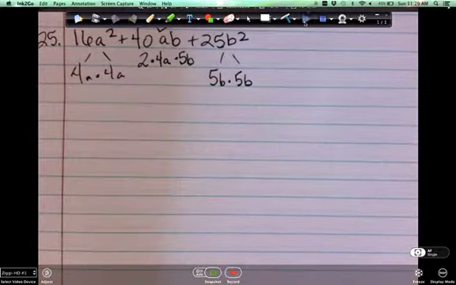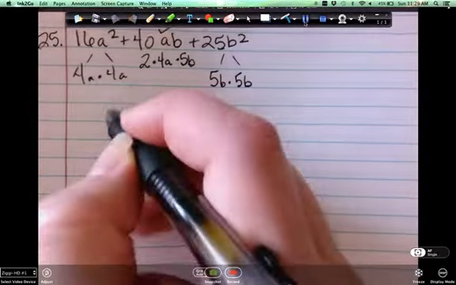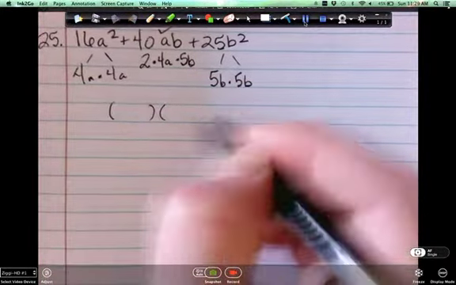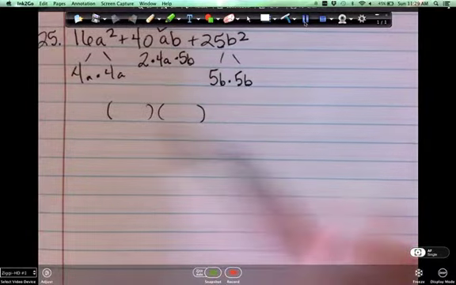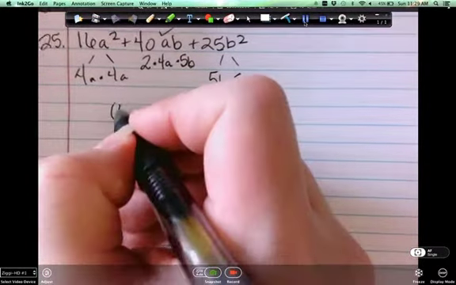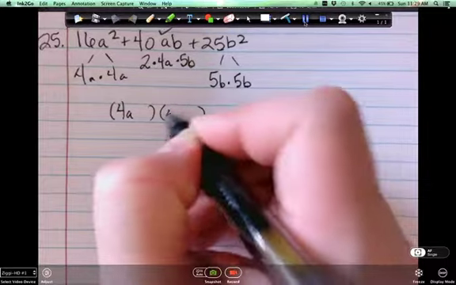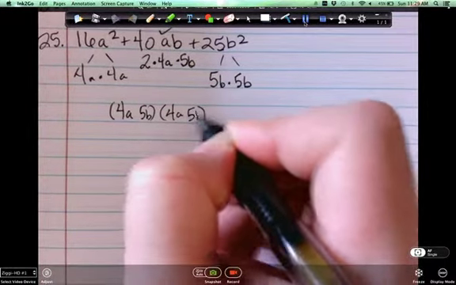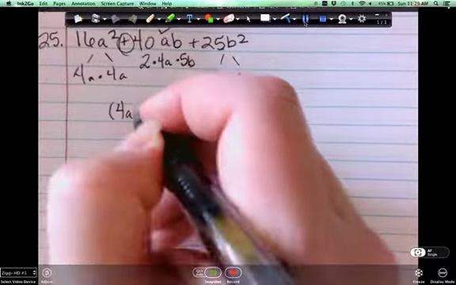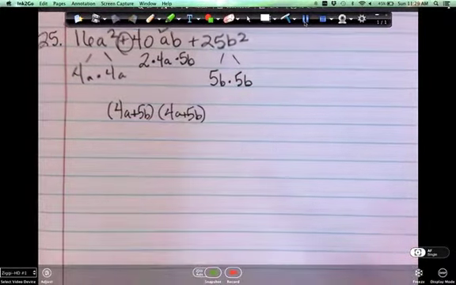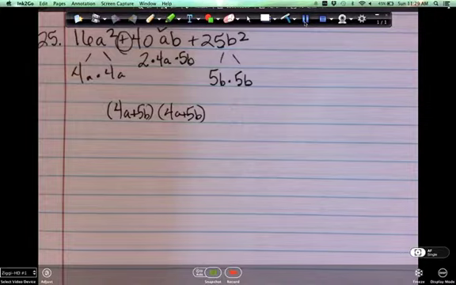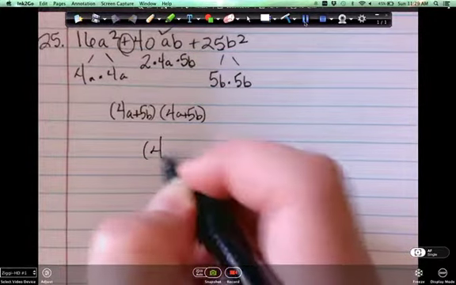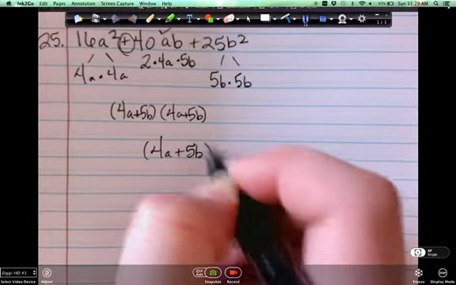So here I'm going to bring down my 2 sets of parentheses, and I have 4a and 4a, 5b and 5b, and I'm going to look right here at my sign, which is a plus sign, so it means that there's going to be a plus sign in both sets of parentheses. So again, I could rewrite this as 4a plus 5b squared.